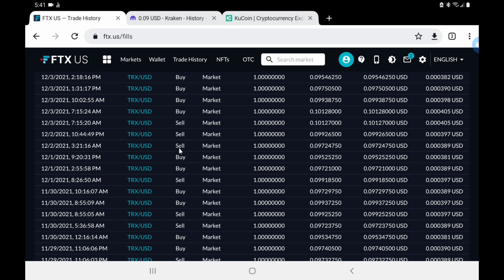So this sell order connects to this buy order. Now the second sell order connects to the second buy order. This sell order connects to this buy order. The last sell order here connects to this buy order here.